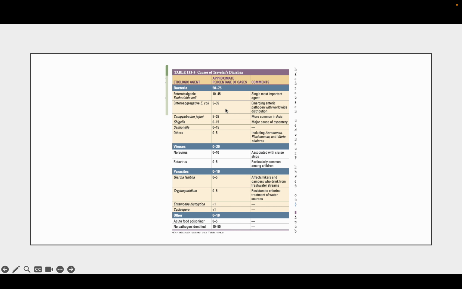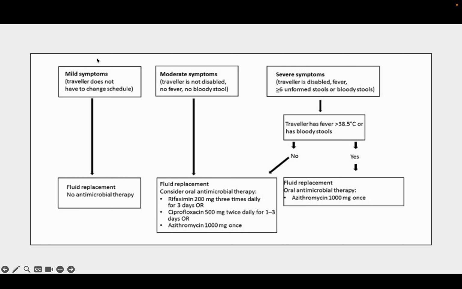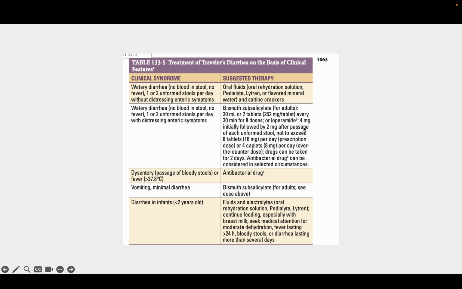If you can remember, I'll share the PPT and just try to remember these tables very well. So this is again, mild symptoms of travelers diarrhea: you need not give any antibiotic, just fluid management. In moderate diarrhea, which we saw in the first case, you can try giving ciprofloxacin, azithromycin, rifaximin, and consider fluids. If severe symptoms are there, anything more than 6 stools, versus 3 to 4 to 6, you can give azithromycin along with it. If there is fever, definitely you should give antibiotic therapy.